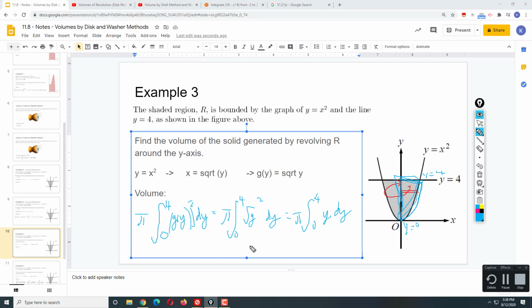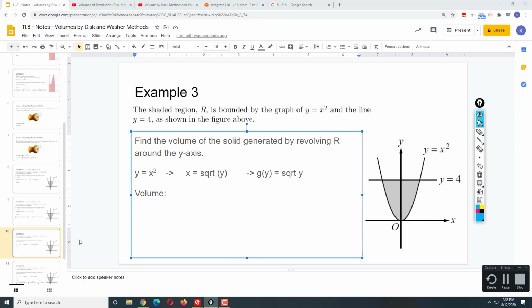This one we don't need a calculator for. So that's equal to pi times 1/2 y squared, evaluated from 0 to 4. The 0 squared is 0, so we only need the 4 term. So it's pi times 1/2 times 4 squared, which is 8 pi. So if we revolve around the y-axis, the volume is 8 pi. Okay. That's it. Once again, I've typed up the notes for you.